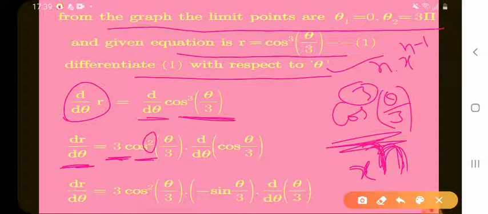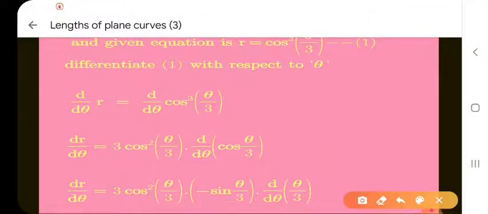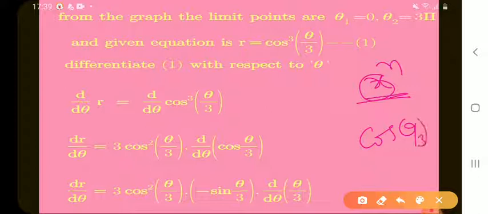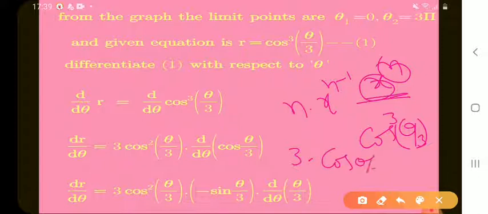First here we find the differentiation using the x power n formula. What is x here? Cos theta by 3 is the x and n is 3. What is the differentiation of x power n? n into x power n minus 1. What is n here? 3. So 3 into cos theta by 3 power 3 minus 1. So I write 3 cos square theta by 3.